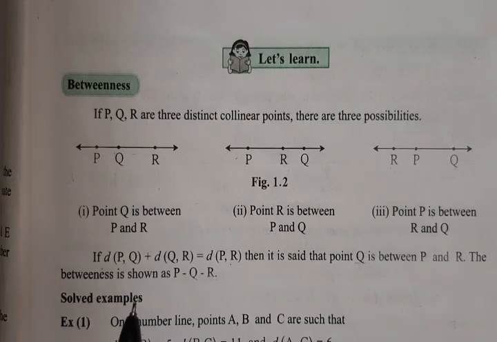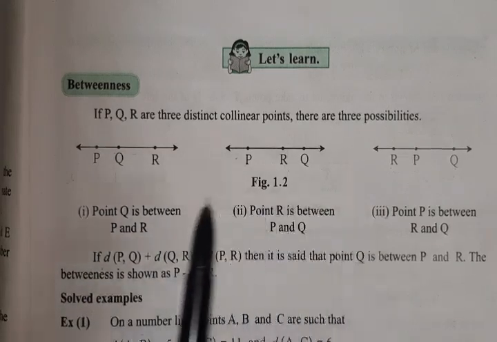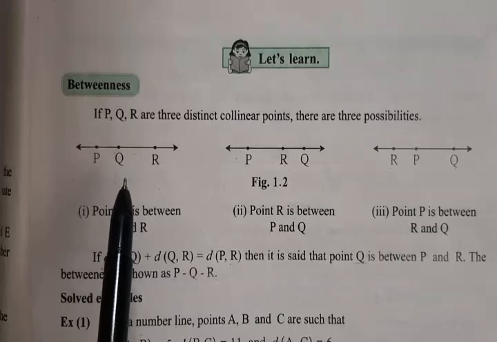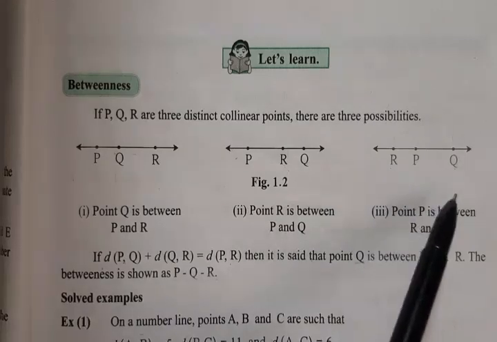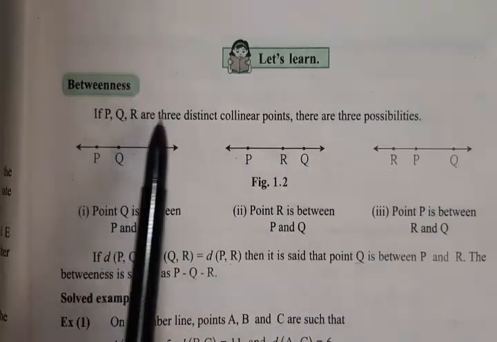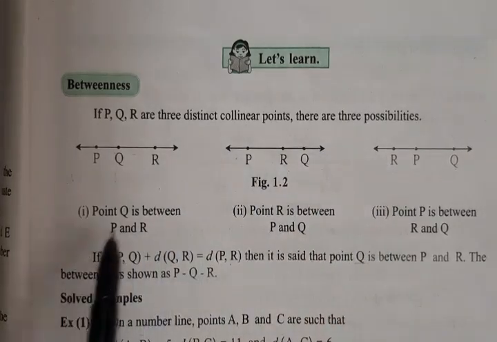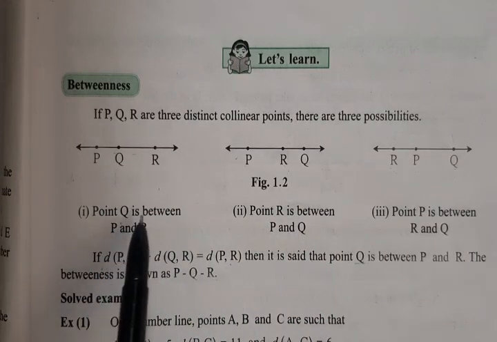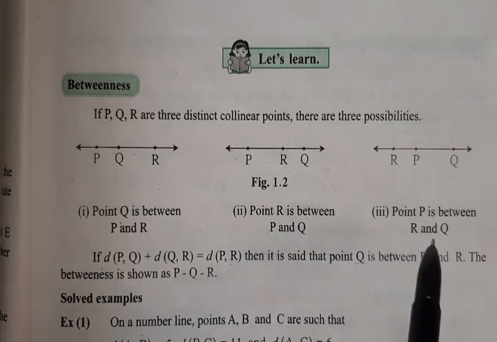Next point we are going to discuss is betweenness. If you observe the diagram, 3 diagrams are given. In the first diagram we can observe the points P, Q, R. In the second diagram P, R, Q. In the third diagram R, P, Q. Now if P, Q, R are 3 distinct collinear points, there are 3 possibilities. According to the first diagram, point Q is between P and R. In the second diagram, point R is between P and Q. And in the third diagram, point P is between R and Q.